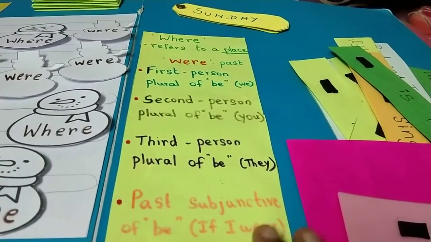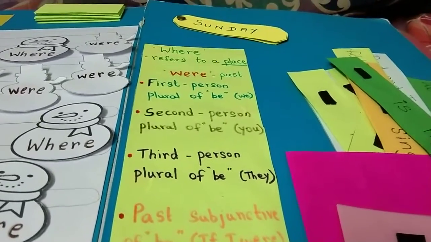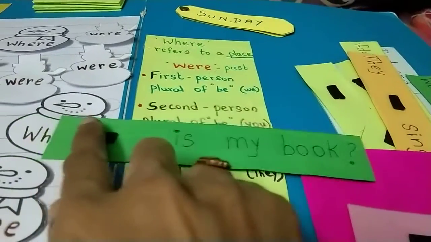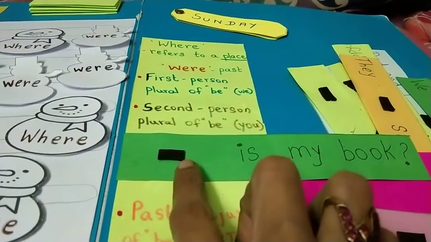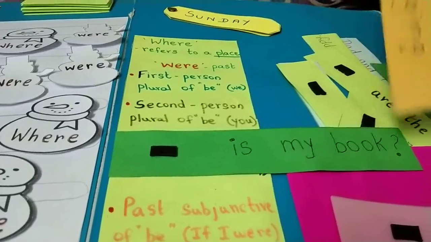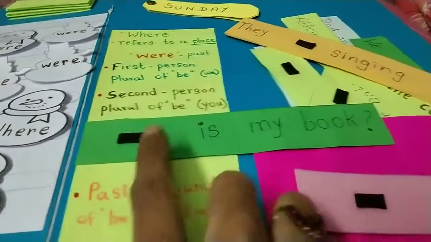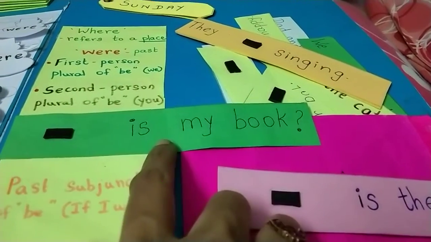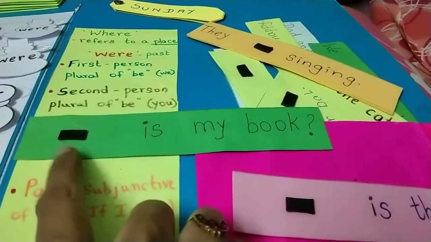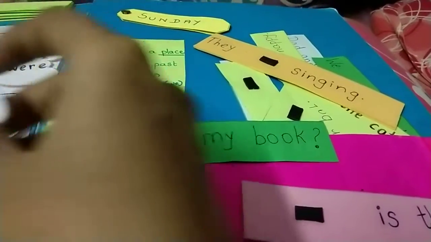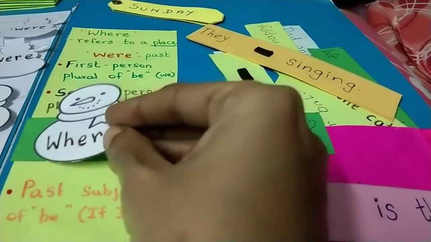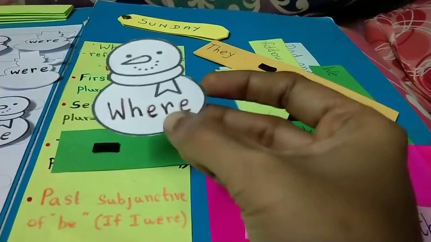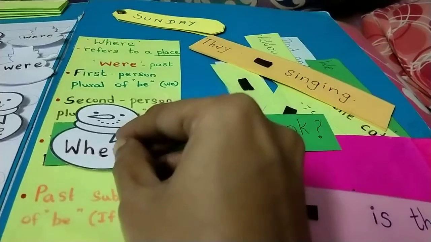We'll teach them with simple sentences, and then after that I've prepared some slips like this, and I have stuck a small magnetic strip here. The child will read this: blank is my book. It has a question mark, so it is asking a question. So this "where" or "were", then the child will know. I've cut a snowman piece like this and written "where" here. So, where is my book?